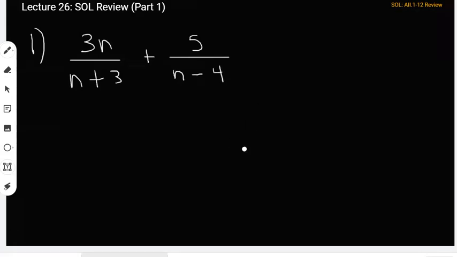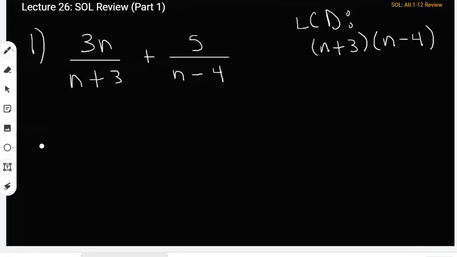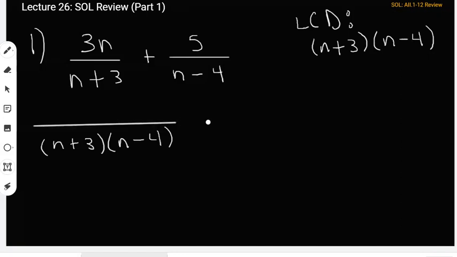So for this one, what I'm going to do is I need to find a lowest common denominator. And to do that, I'm going to be using both of these denominators. I need the n plus 3, and I also need the n minus 4. So we're just going to multiply them together. So that's going to be my first fraction. And this is going to be my second fraction.